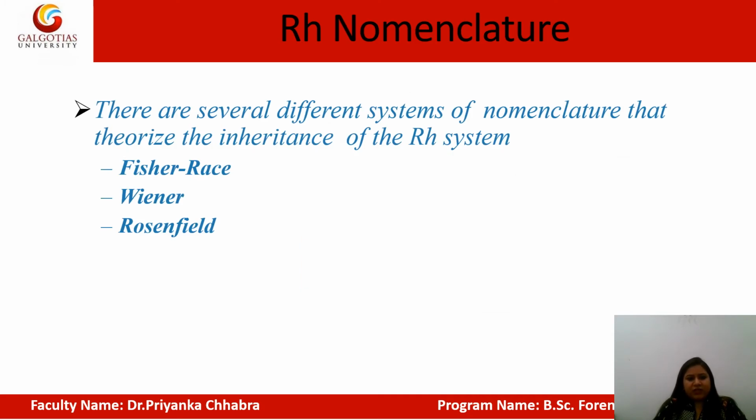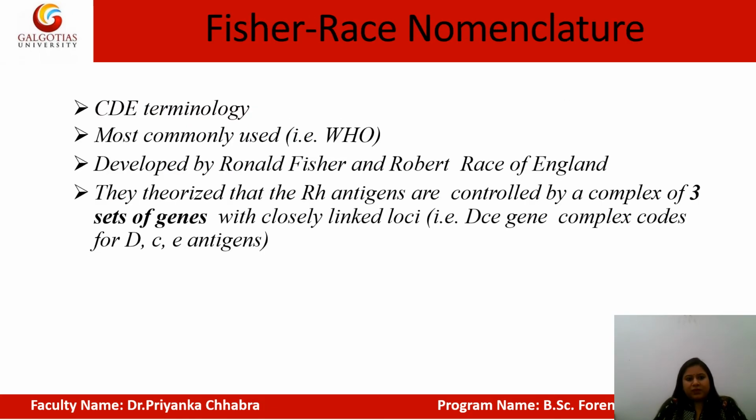Rh nomenclature. There are several different systems of nomenclature that theorize the inheritance of the Rh system. It was studied by various scientists, and on the basis of their discovery they named it differently, like Fisher and Race, Wiener and Rosenfield. Fisher-Race nomenclature. They gave C, D and E terminology to the Rh antigen. It is the most commonly used and also used by the WHO.